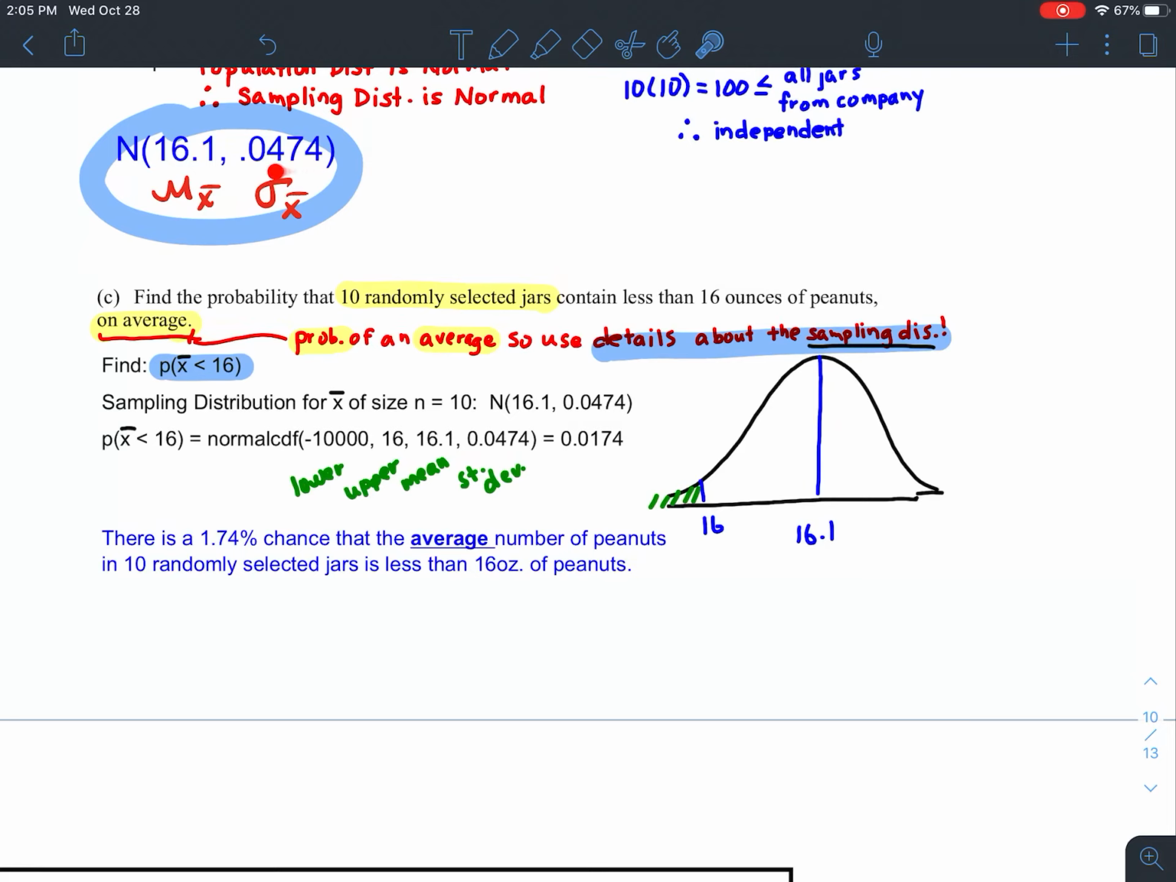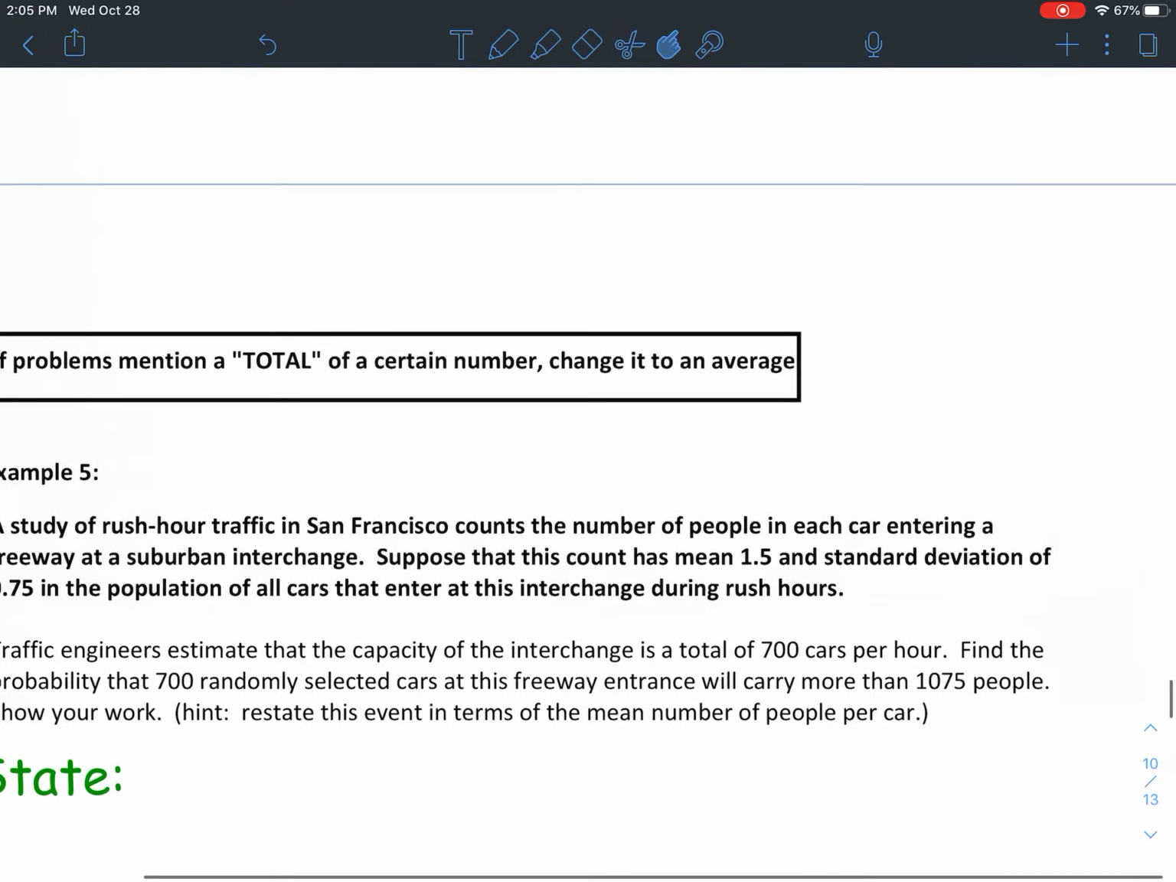And so we're using 0.0474 for that, and we come out with the fact that there is about a 1.74% chance that the average number of peanuts in 10 randomly selected jars would be less than 16 ounces of peanuts there. Okay. All right, so let's go ahead and move to the next page here.